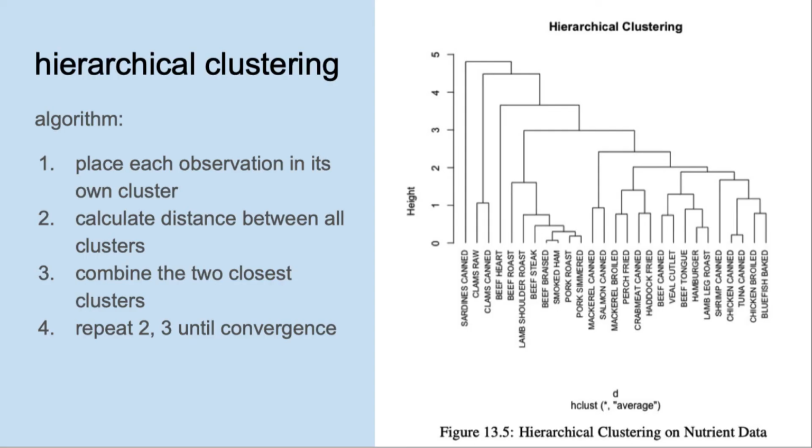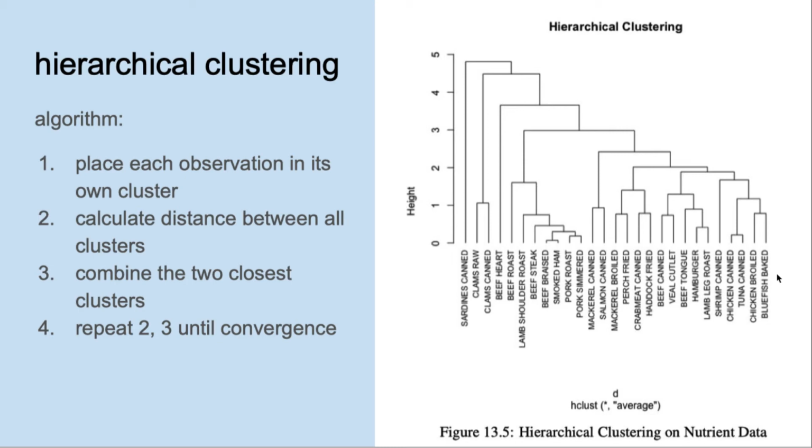The next clustering algorithm we look at is hierarchical clustering. There are many variations of this algorithm as well. Here's the algorithm for what's called bottom-up clustering. Hierarchical clustering produces this graph over here on the right called a dendrogram. The first step is that each observation is placed in its own cluster.